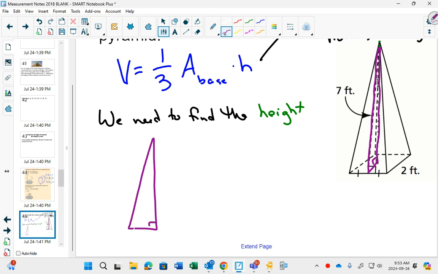I'll just pause it. I'm just going to draw. So we have to label some things in here. We were told that the slant height was 7. We want to find this actual height in green.